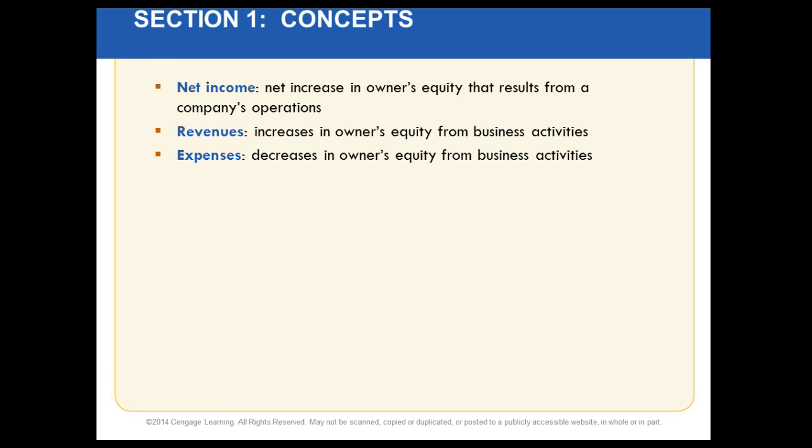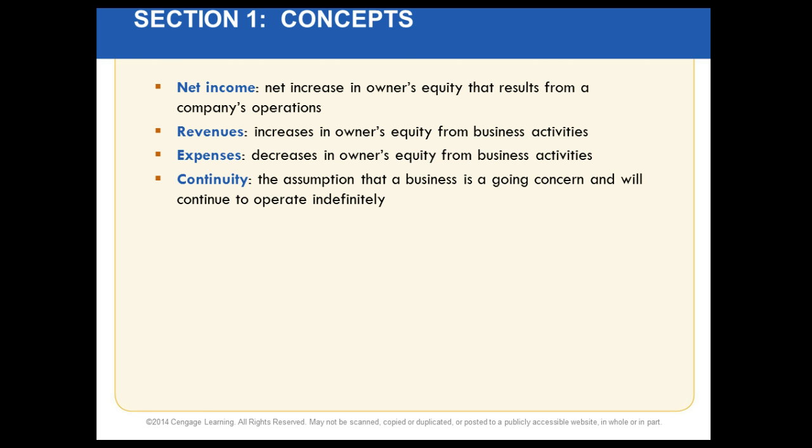Expenses decrease owner's equity. So some concepts: net income is the excess of revenues over expenses. Revenues are monies coming in that increase the owner's equity. Expenses are resources that are going out that decrease owner's equity.